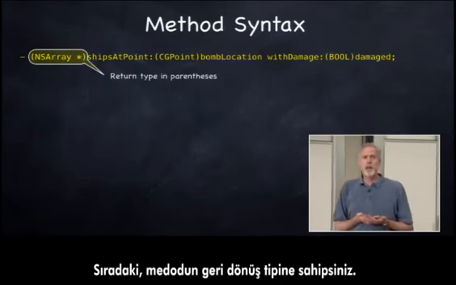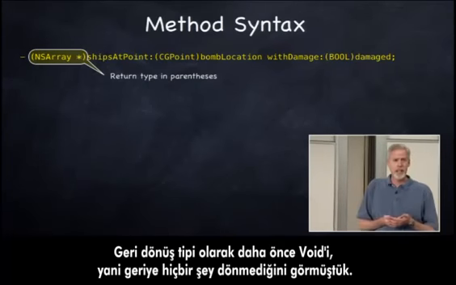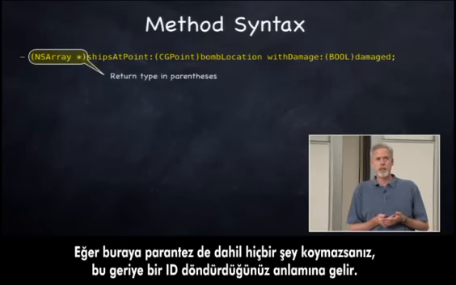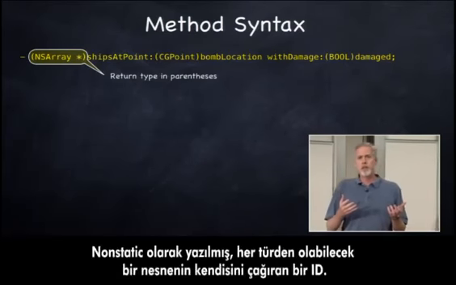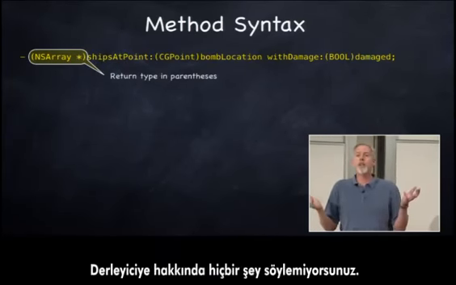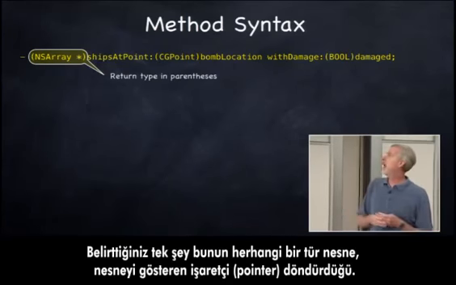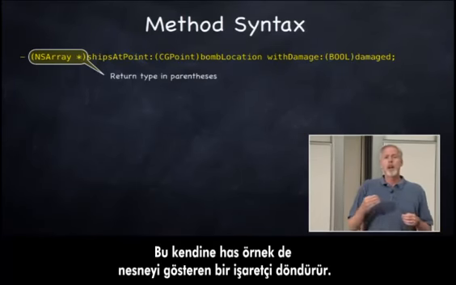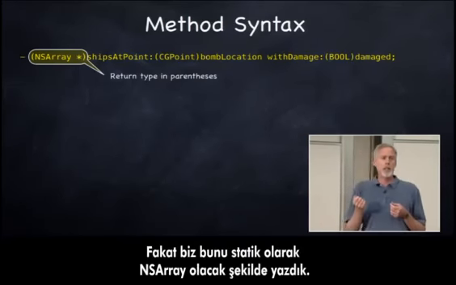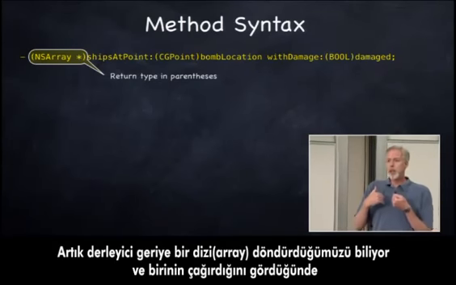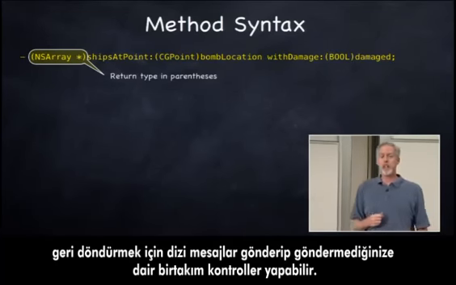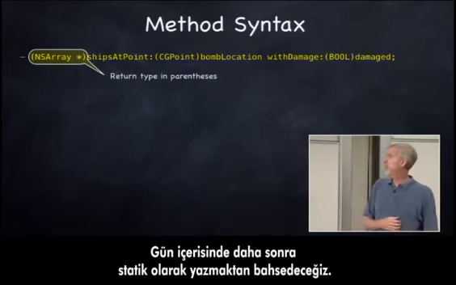Next, you have the return type of the method. All right, we've seen void as a return type. That means it doesn't return anything. That's different from not putting anything here. If you put nothing in, no parentheses here at all, then that means you're returning an id, which you'll recall means an object that could be any kind of object, non-statically typed. You're not telling the compiler anything about it. You're just saying it returns some kind of object, pointer to an object. This particular example returns a pointer to an object as well, but we statically typed it to be NSArray so that the compiler knows that we're returning an array. So when it sees someone call this, it can check to see if maybe you send array messages to that thing you get back. But we'll talk a little bit about static typing later today as well.